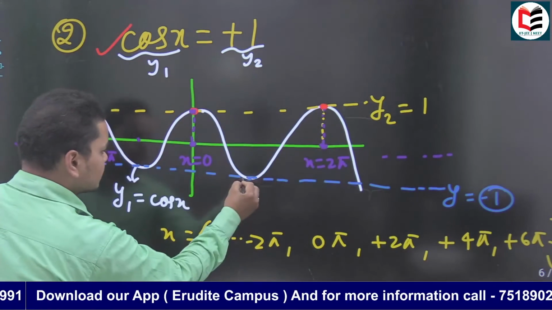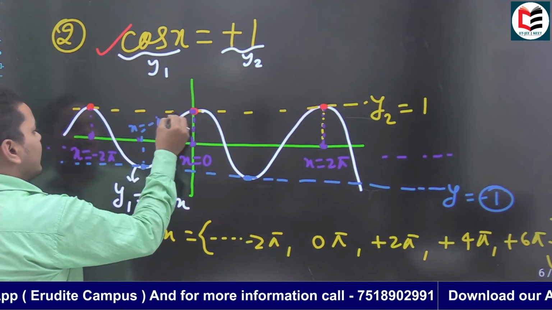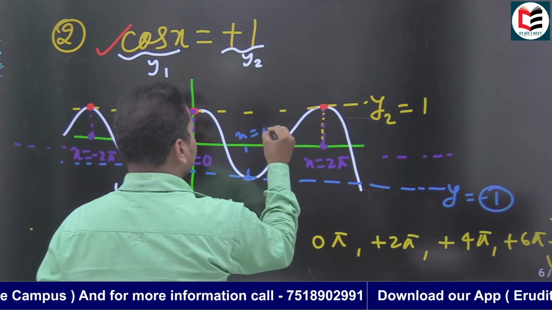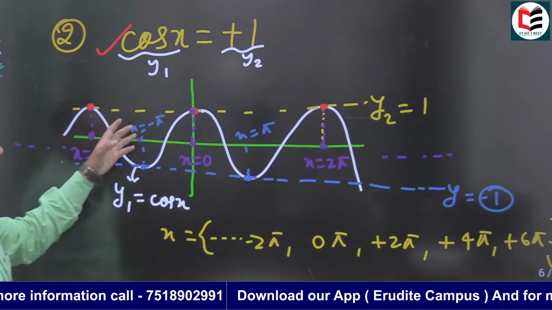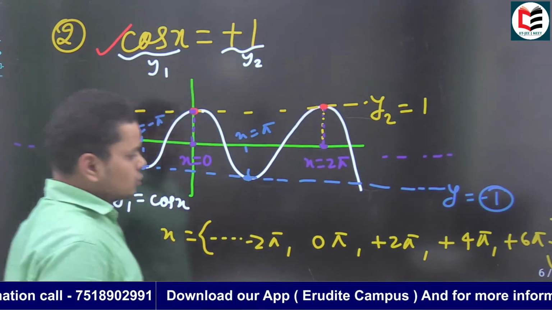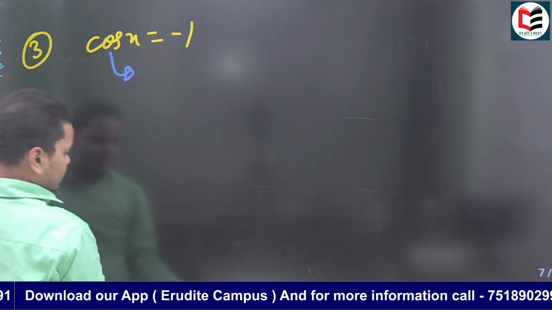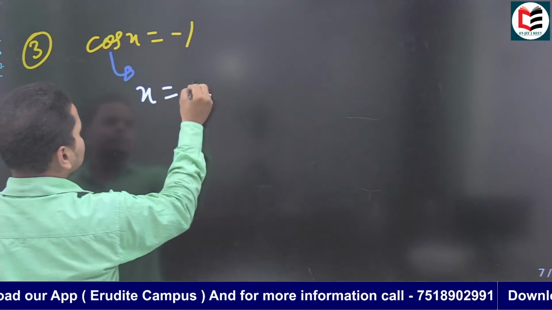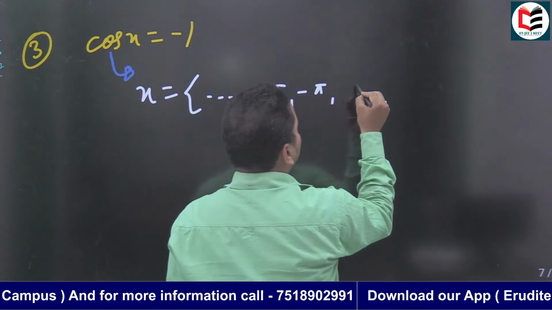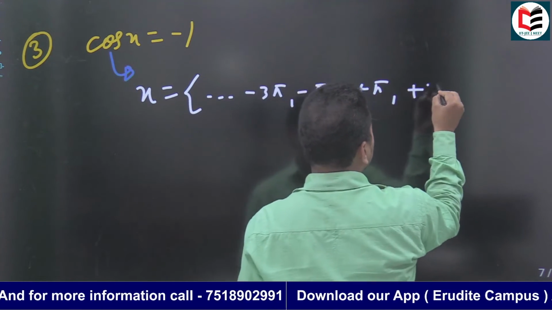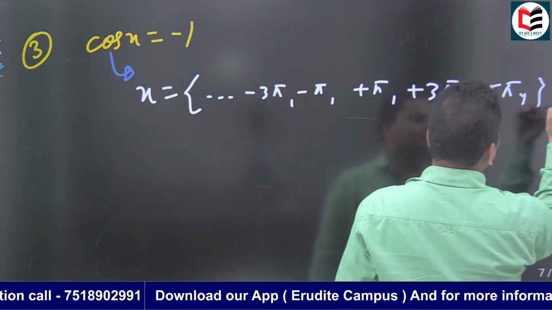Here also this point will be the answer. This is x equal to minus pi, this is x equal to pi, and similarly x equal to 3 pi, x equal to 5 pi, and x equal to minus 3 pi, and so on. Its answer is x equal to ..., minus 3 pi, minus pi, plus pi, plus 3 pi, plus 5 pi, and so on.